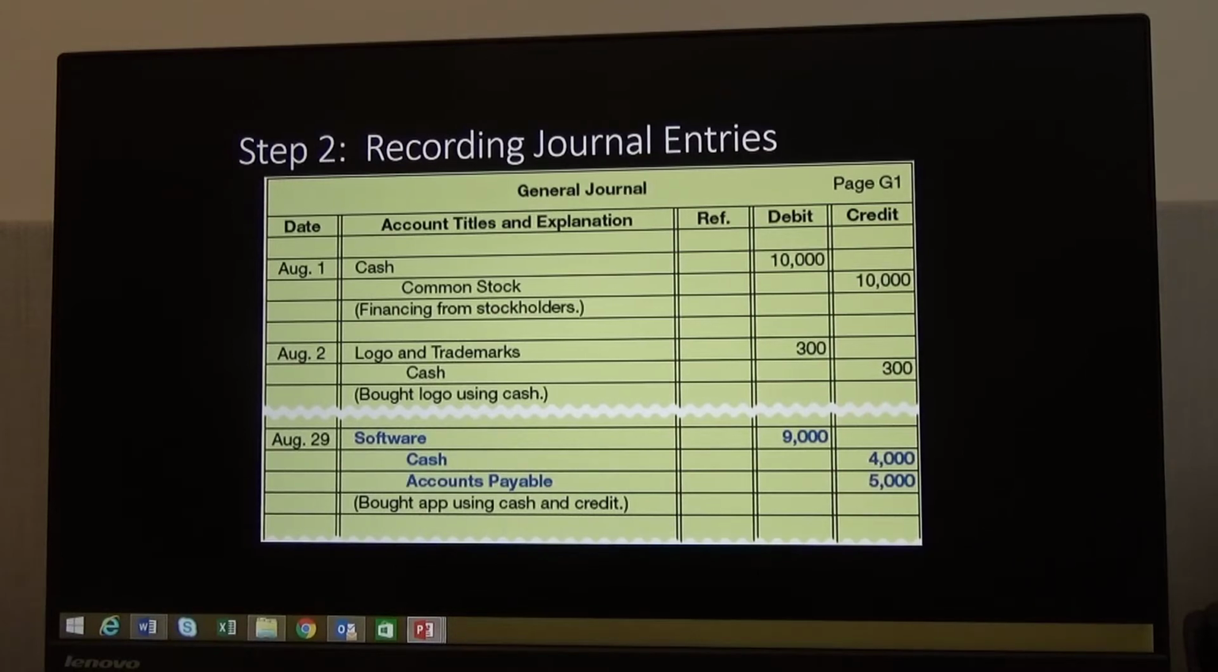And if possible, also try to write the account names using that convention of whichever accounts are being debited, put them flush left, and whatever accounts are being credited, indent them a little bit.